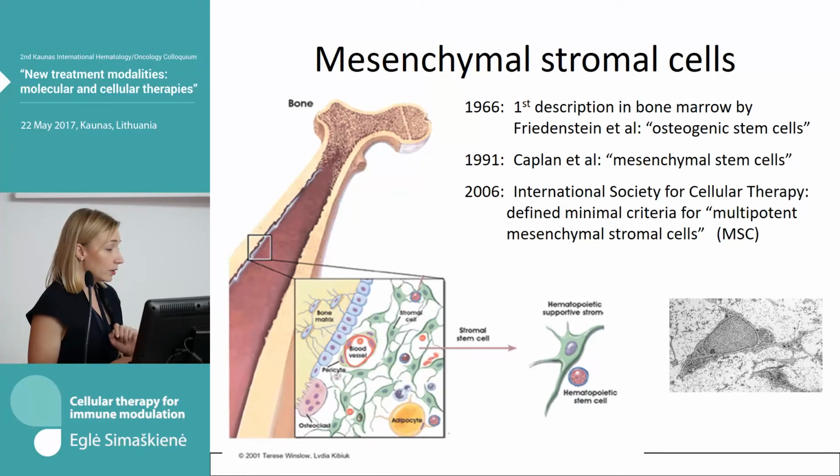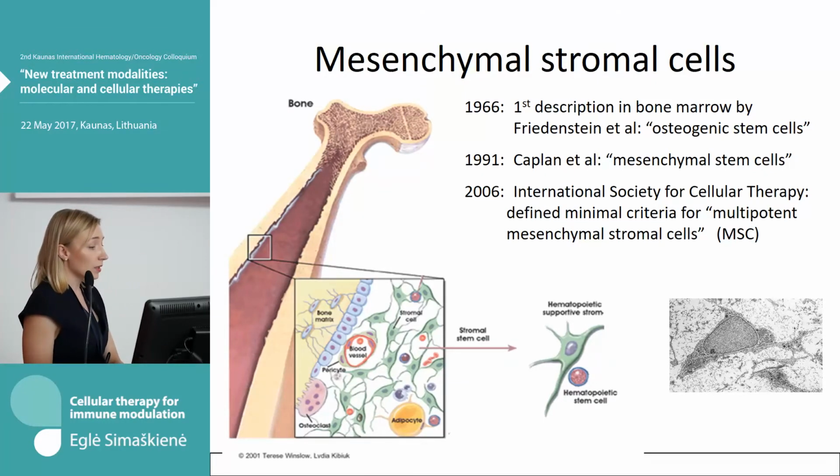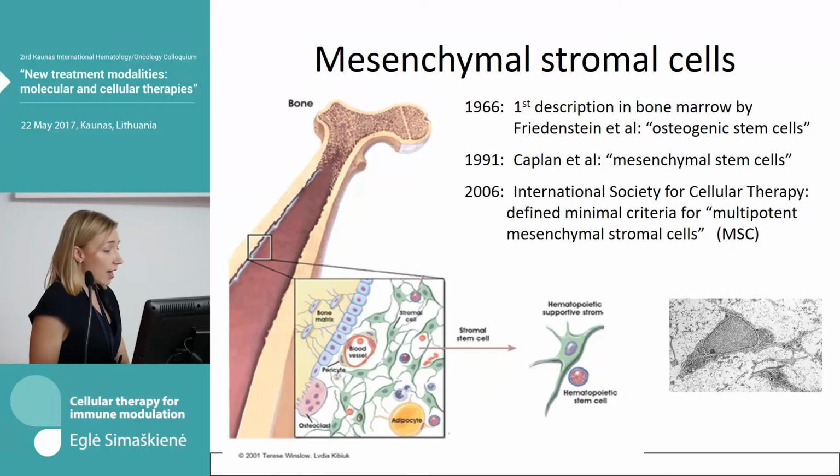In 1991, Caplan et al. called these cells mesenchymal stem cells. And they found that these cells are similar to hematopoietic stem cells, and that they are capable of forming bone, cartilage, and other mesenchymal tissues. And from that time, there were a lot of different studies in which researchers were using different methods of isolation and expansion of these cells, and different approaches to characterize the cells.